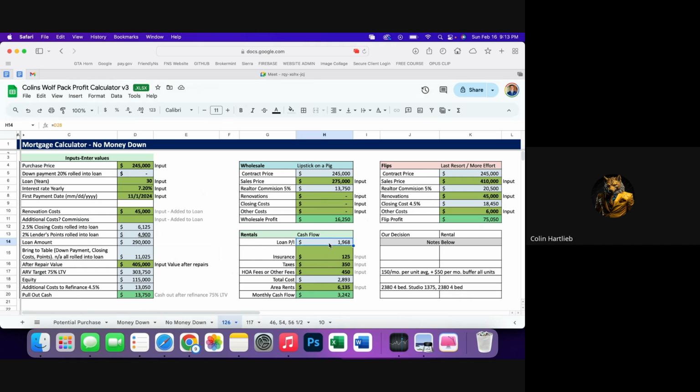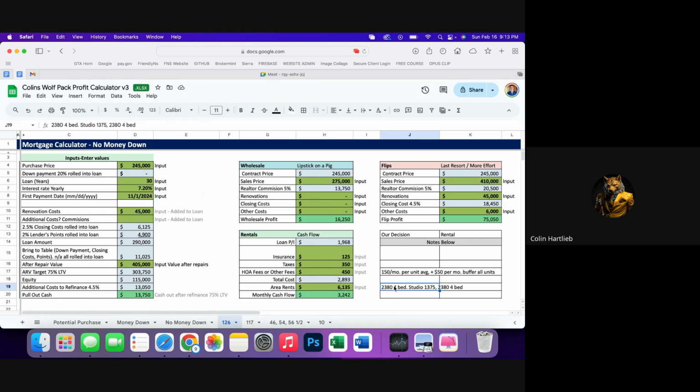The principal and interest are added to the insurance, the taxes, the HOA fees or other fees. In this scenario, this is a water bill. There's only one water meter, so $150 per month on average, and then just add a $50 budget buffer per unit just to be safe, in case one tenant uses a lot of water. So that makes your total cost $2,800, and then the rents based on these notes will be $61.35.